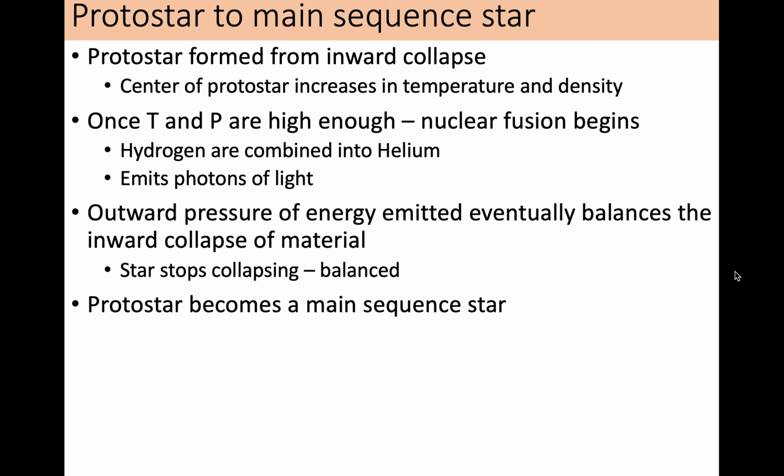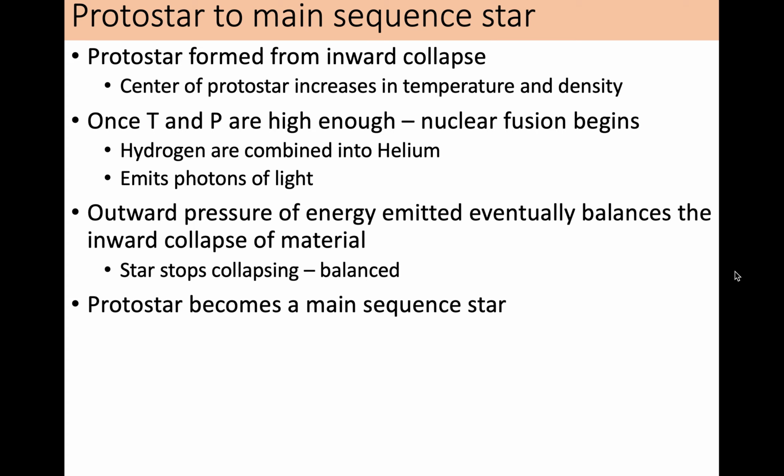What happens is the pressure is generally balanced, so the pressure outwards from the energy emitted compared to the pressure inward of the collapse. When it becomes balanced, we consider that star balanced. And at that point is when the star is a main sequence star. So when that balance occurs from the protostar into the main sequence star, that's the transition into the main sequence. The inward and outward pressure is in balance. It's stable. And it's also emitting its own light.